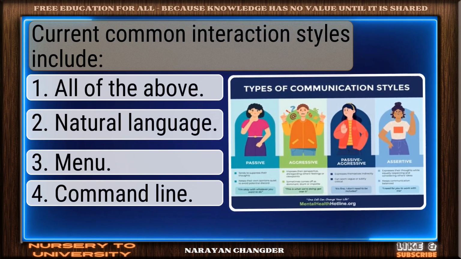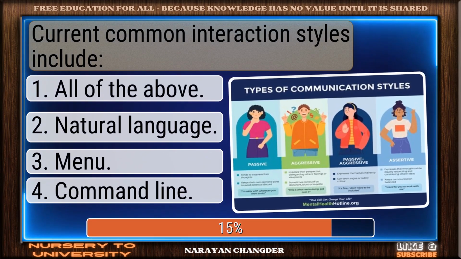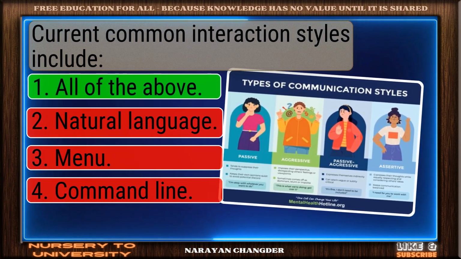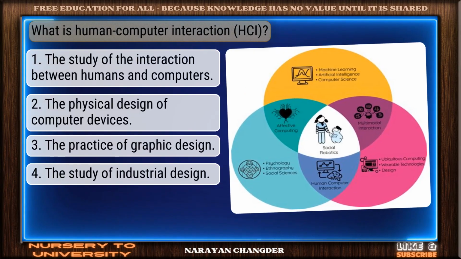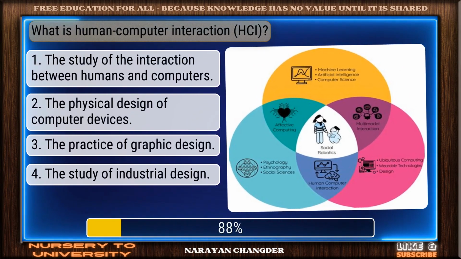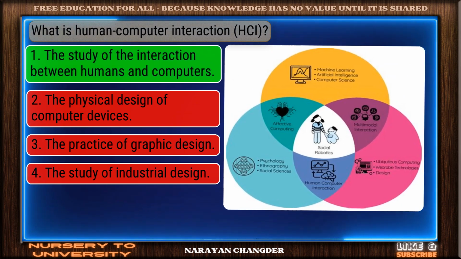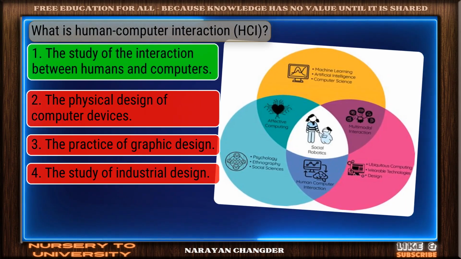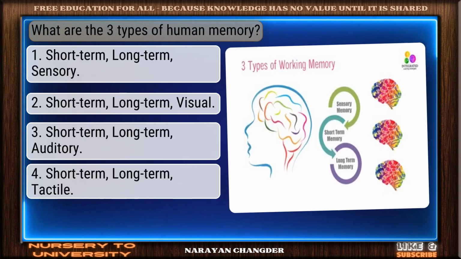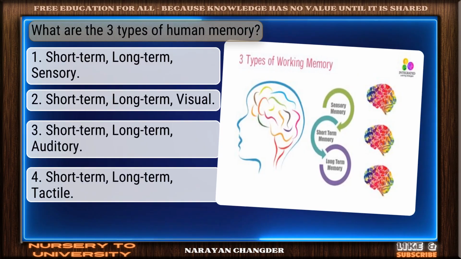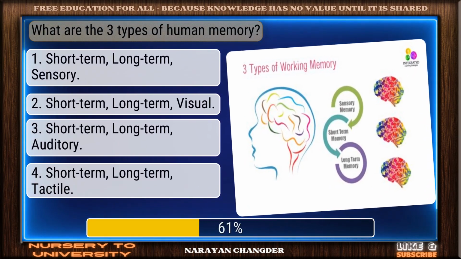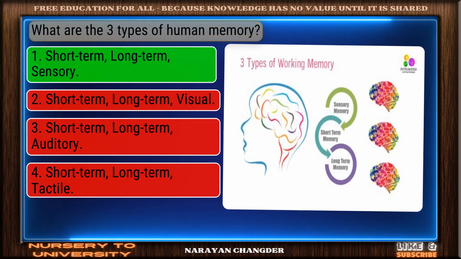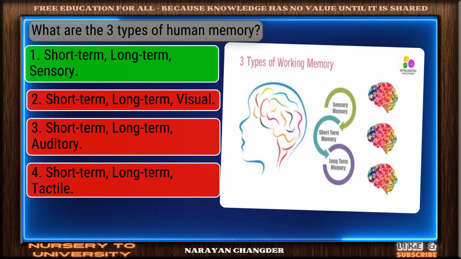Question number 64. Current common interaction styles include. Bravo. All of the above is the answer. Question number 65. What is human-computer interaction? Exactly. The study of the interaction between humans and computers makes sense, and it is the right choice. Question number 66. What are the 3 types of human memory? Correct response. Short-term, long-term, sensory is the most accurate answer.